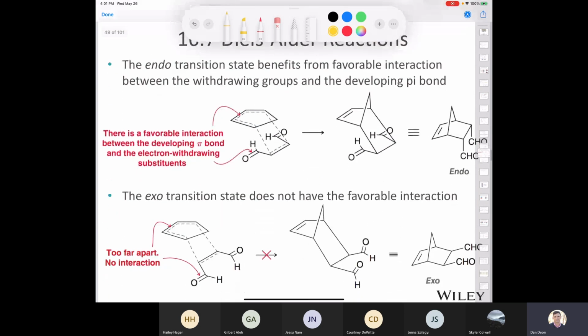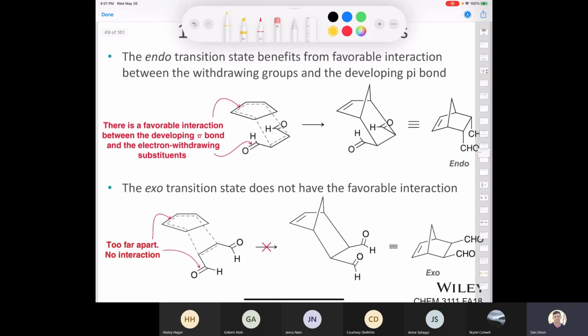Well, the reason why is nothing more than this. When the transition state forms, there's a favorable interaction between the forming pi bonds, so the new pi bond that's being formed, and the pi bonds on the electron withdrawing substituent. So it says it right here. There's a favorable interaction between the developing pi bond and the electron withdrawing substituents. I think it's between the p orbitals that are on here and the new double bond that's forming. So again, even though it's not intuitive, that is the reason why we get the endo product.